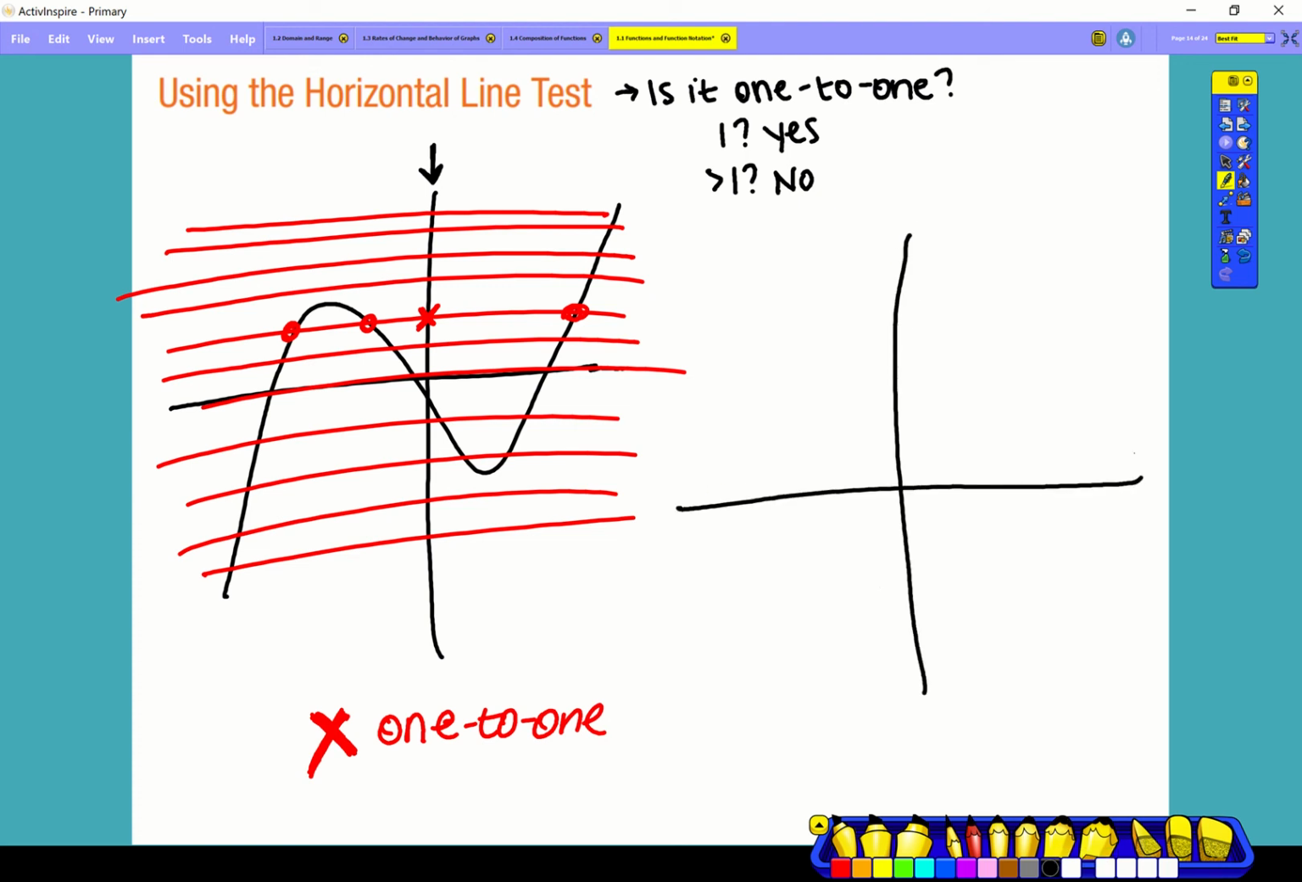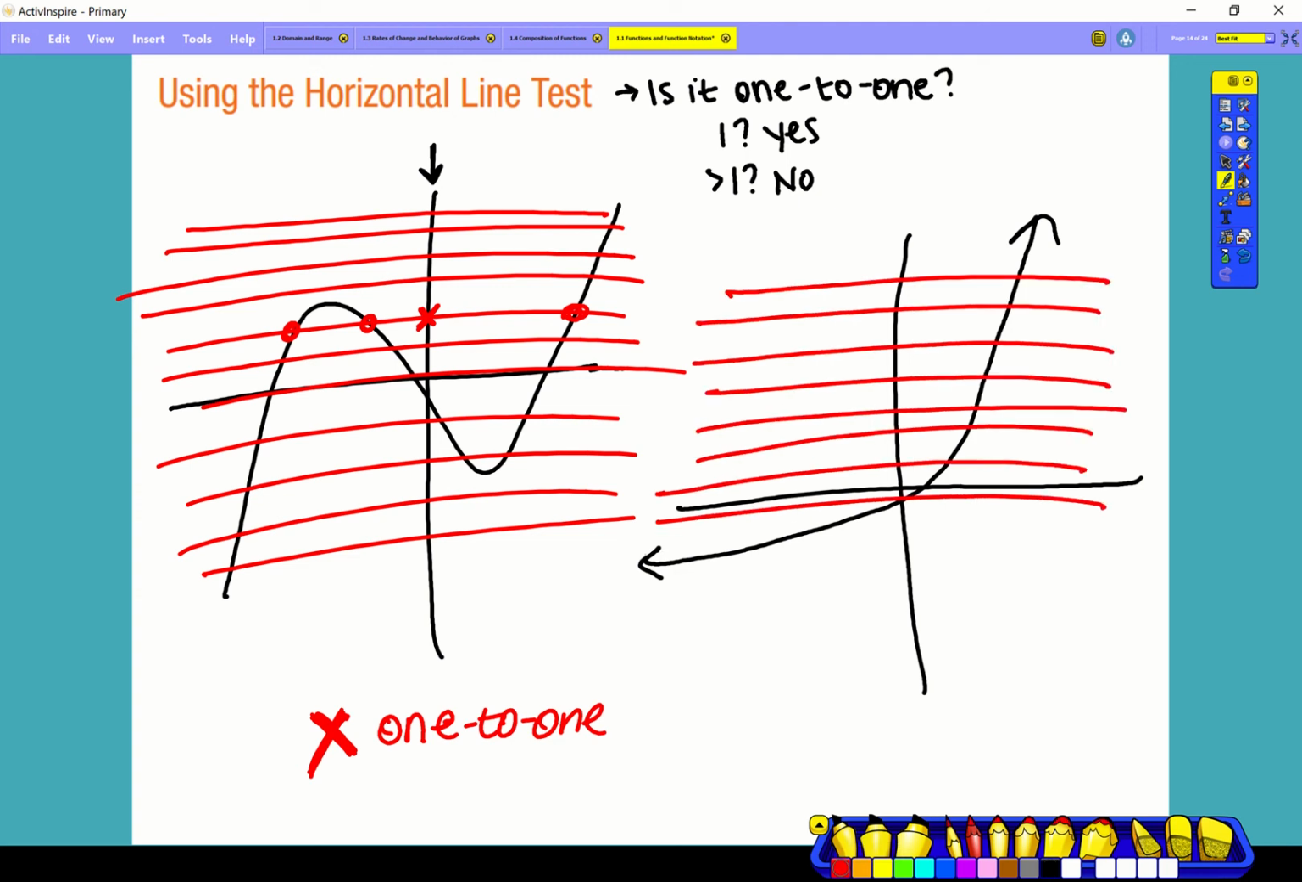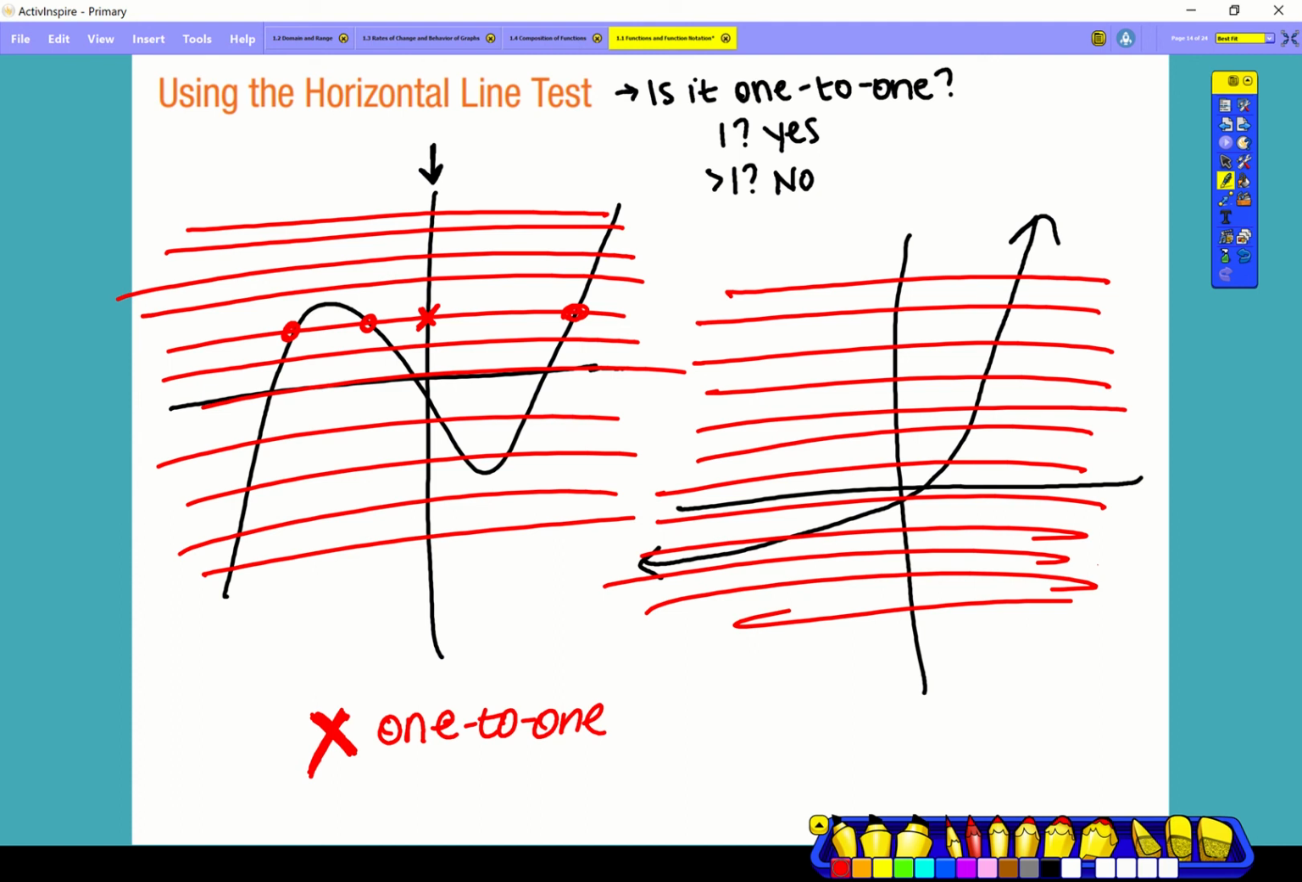Now let's have a look at, let me think of a function. Let's have a look at this function. Continually increasing function. I'm going to draw a bunch of horizontal lines, right? And you know what? It looks good. This function is 1-to-1.